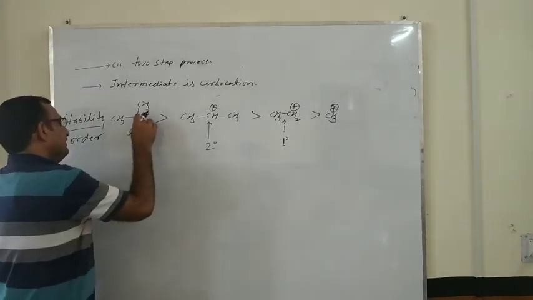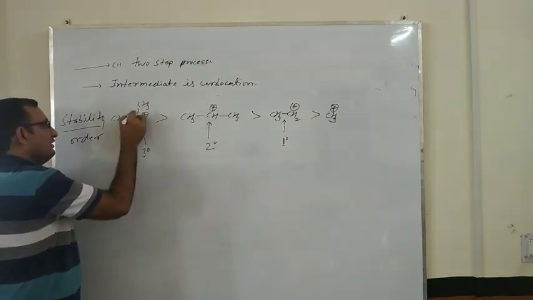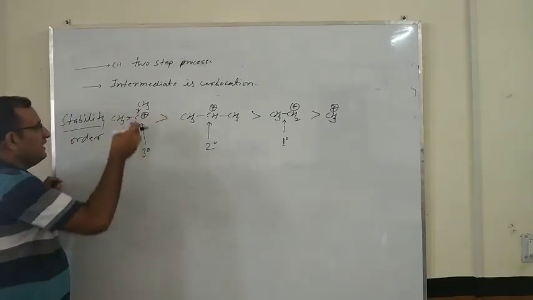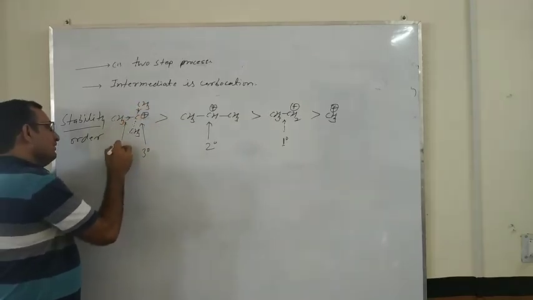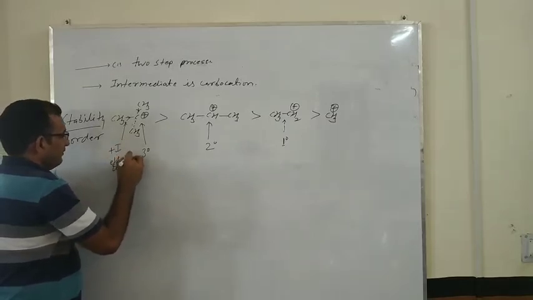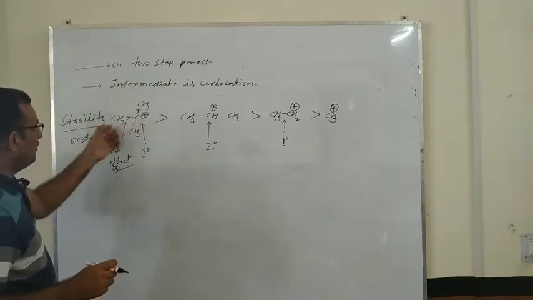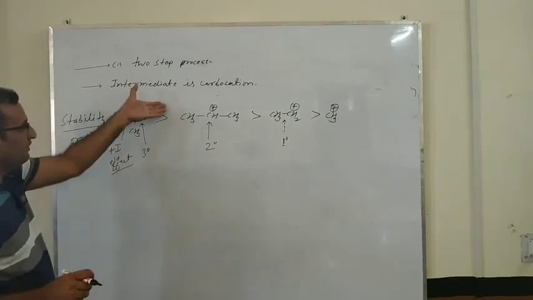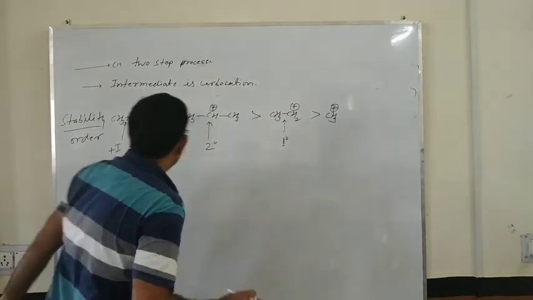So 3-degree carbocation is more stable because there are 3 methyl groups. In the carbocation, carbon is an electron deficient species, which is attached to 3 methyl groups, which gives plus I effect of the methyl group. So 3 plus I effect of 3 methyl groups increases electron density on the carbon, so the stability of the carbocation will also increase. In 2 degree only 2 methyl groups, in 1 degree no methyl group.